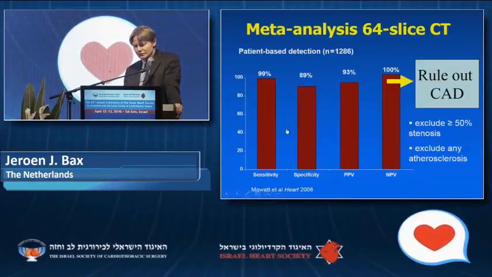What do we use it for at the moment is to rule out coronary artery disease. Really there we have a negative predictive value reaching 100%, indicating that if you have no stenosis, no atherosclerosis, there is no coronary artery disease in this patient.